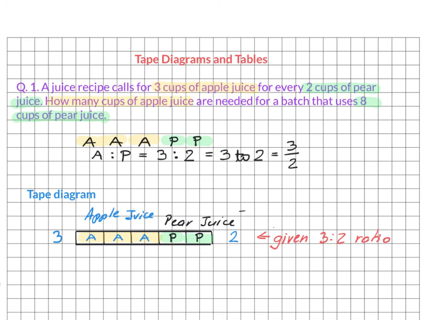Now I only have 2 cups of pear juice here in my tape diagram, so I need to keep drawing until I come to 8 cups of pear juice. So I'm going to add one more line. And this line is going to have 2 more cups of pear juice, which is equal to 4 cups total. And I need 8. So I'm going to draw another line. And I'm going to add 2 more cups of pear juice.